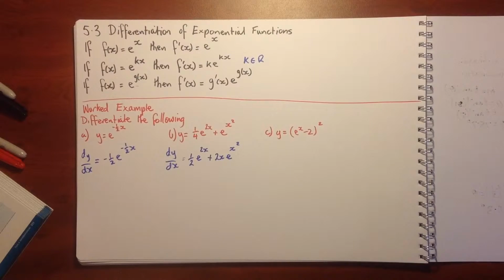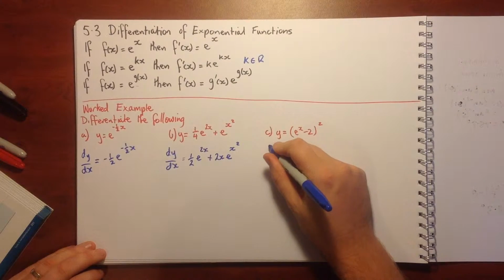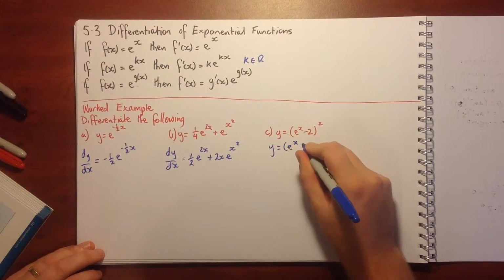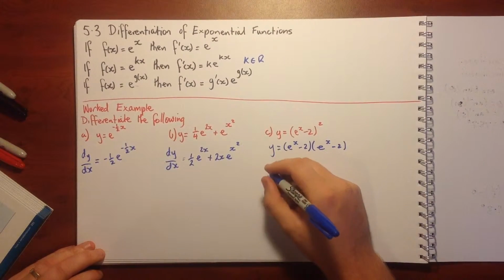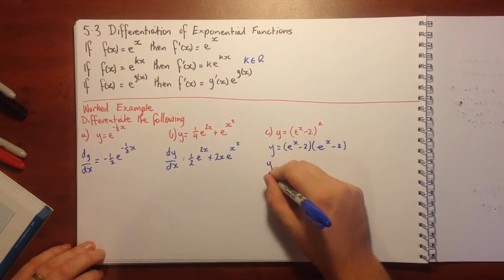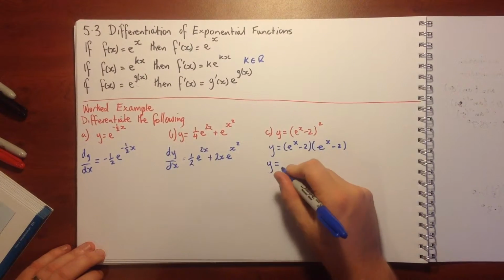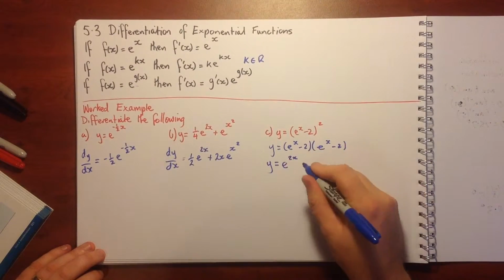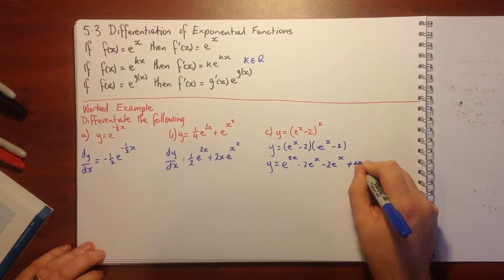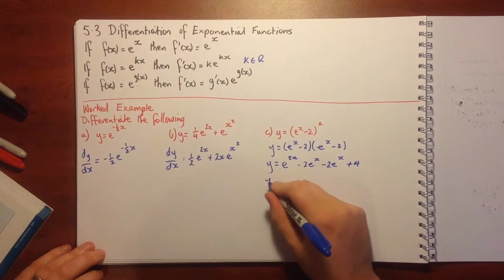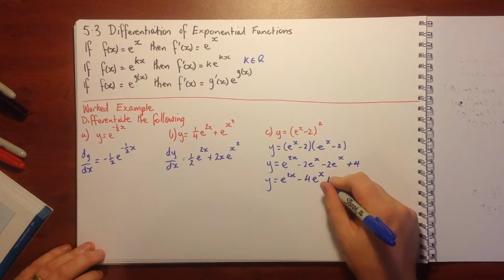This one here is a little bit more complicated because we've got y equals e to the x take 2, all squared. So what we need to do for this one is say that we've got e to the x take 2 times e to the x take 2, which means that we get y equals e to the x times e to the x. So we've got the same base, so we can add our powers, so we'll make it e to the 2x, take 2e to the x, take 2e to the x, plus 4. So that means we get y equals e to the 2x, take 4e to the x, plus 4.